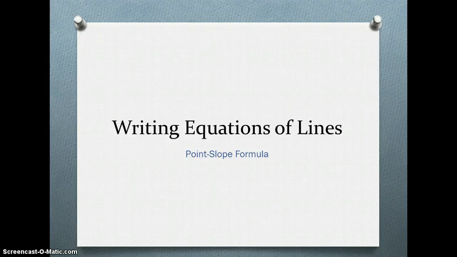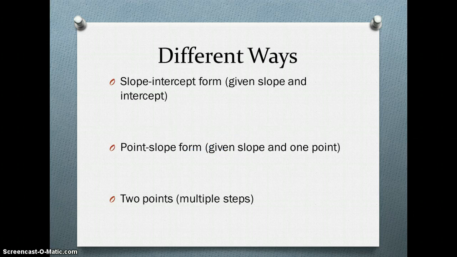We're going to continue our work with lines and slopes and graphing and those types of things with actually writing the equation of a line. There's a couple of different things that we'll need to consider here. The first of which is the slope-intercept form, where we're given the slope, which is represented by m, and we're given the y-intercept, which is represented by the letter b. Okay, so our equation here is y is equal to mx plus b.